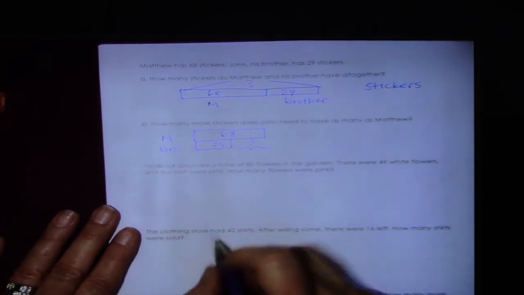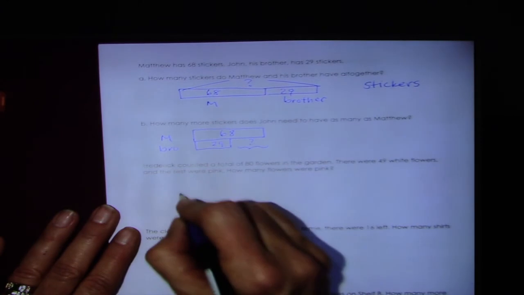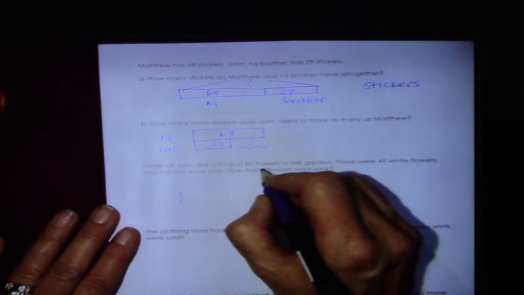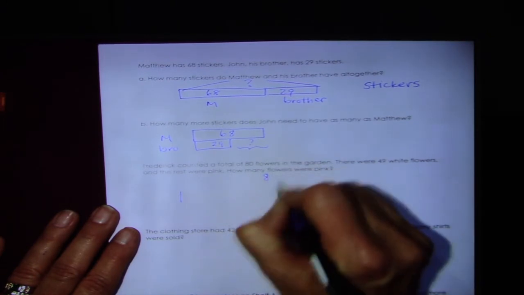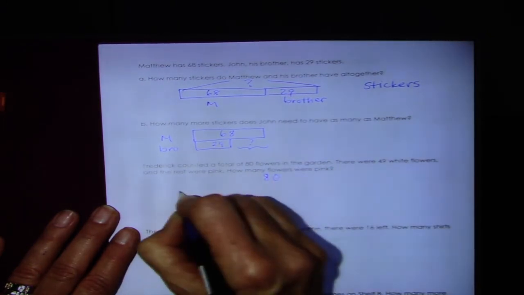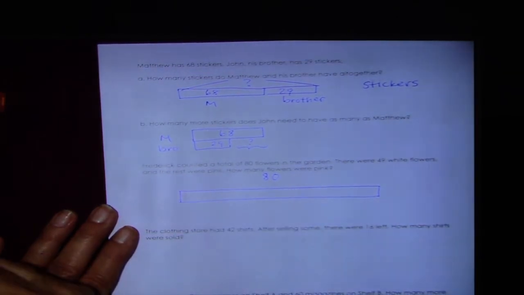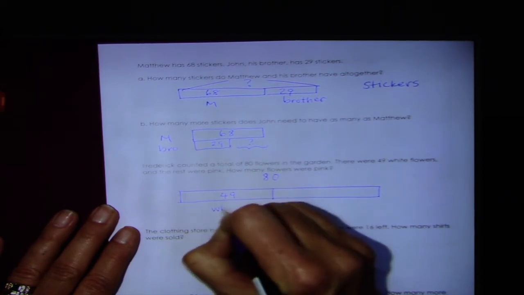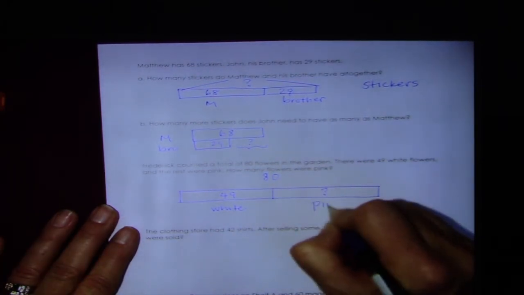Frederick counted a total of 80 flowers. There were 49 white flowers and the rest were pink. What do I know? Do I know the total? Yeah. Okay, I can put the total down. What else do I know? 49 white. I have some white flowers. I have 49 white. What do I know about the pink? There are some. That becomes a question mark. That's what I'm solving for.